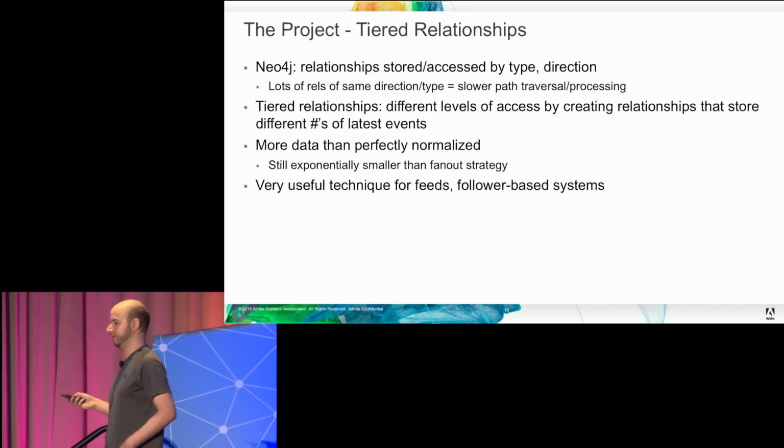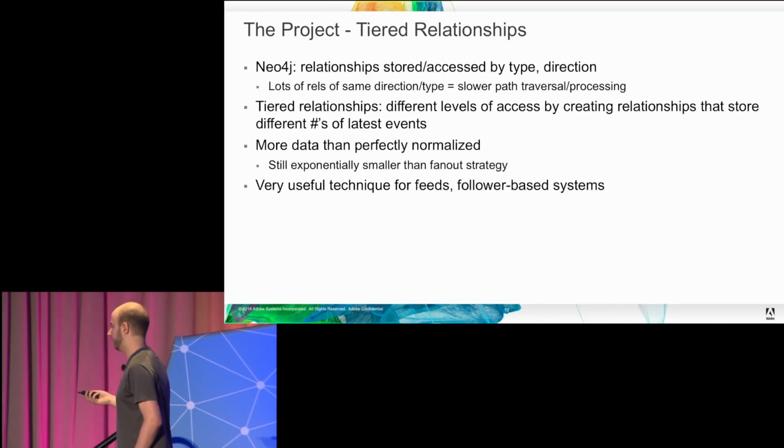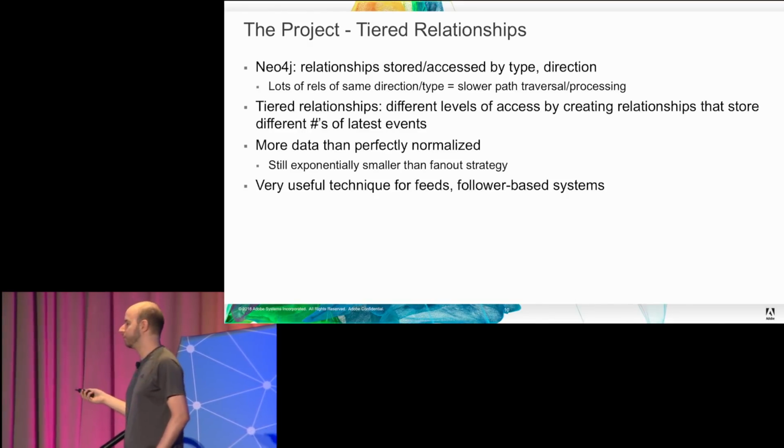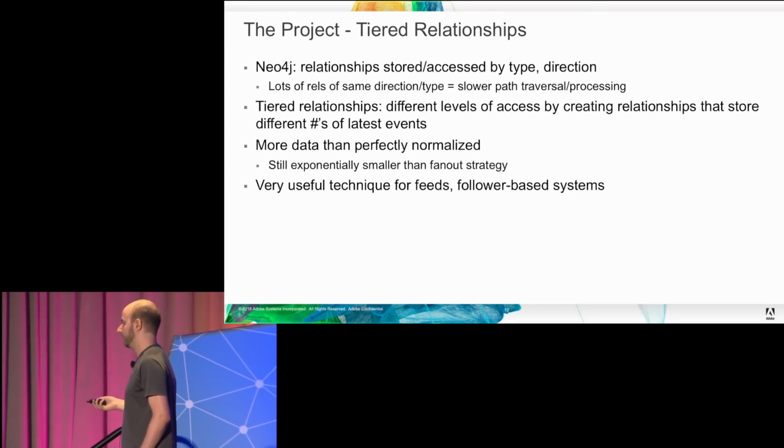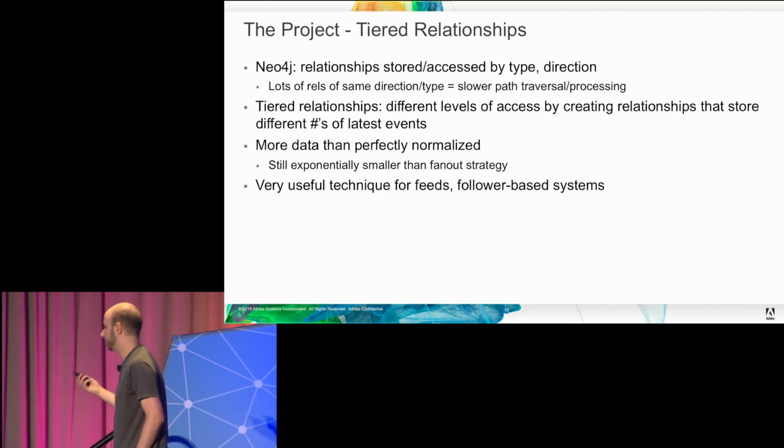So tiered relationships, the idea is you offer your queries different levels of access by creating relationships that store a certain amount of the latest events. They don't store all the data. They give you a granular view of that actual data. And I'll demonstrate this in a diagram in a second. So you're storing more data than if it was perfectly normalized, but you're getting a huge optimization, and you're still not writing nearly as much data as the fan-out strategy, which we'll see. And it's very useful for feeds, follower-based systems, any system where you might run into a supernode problem.